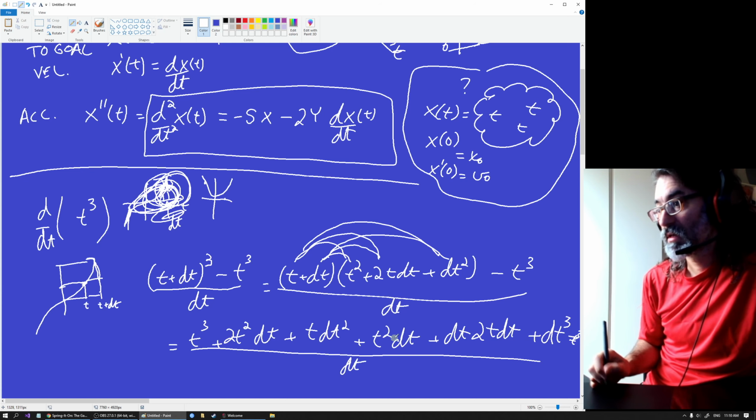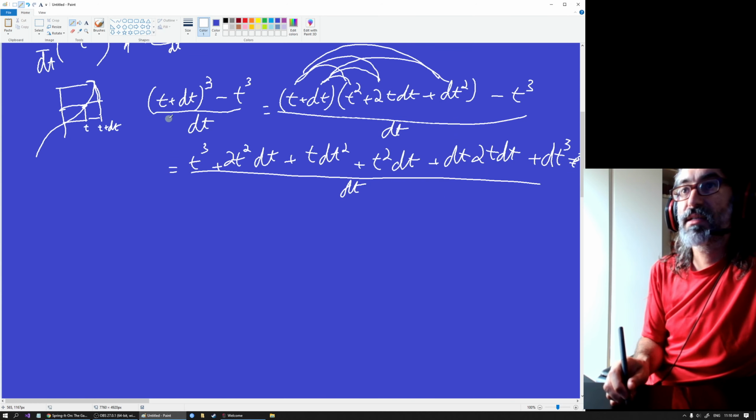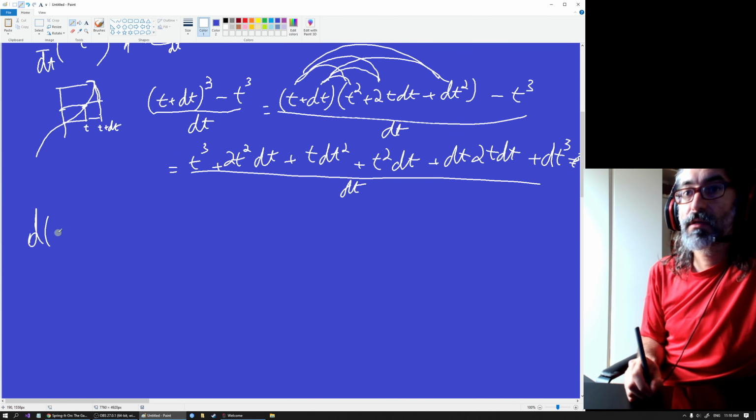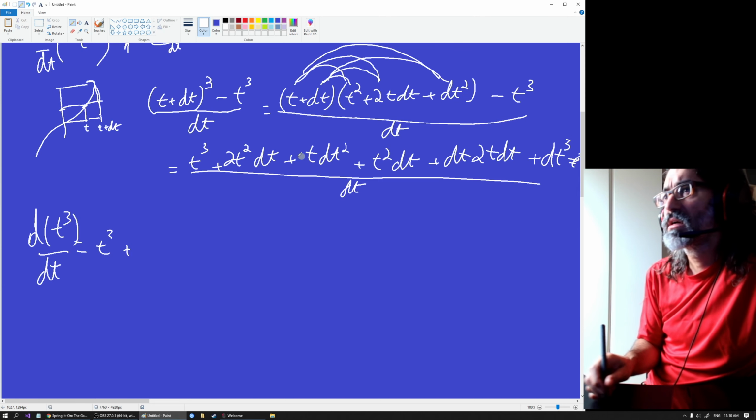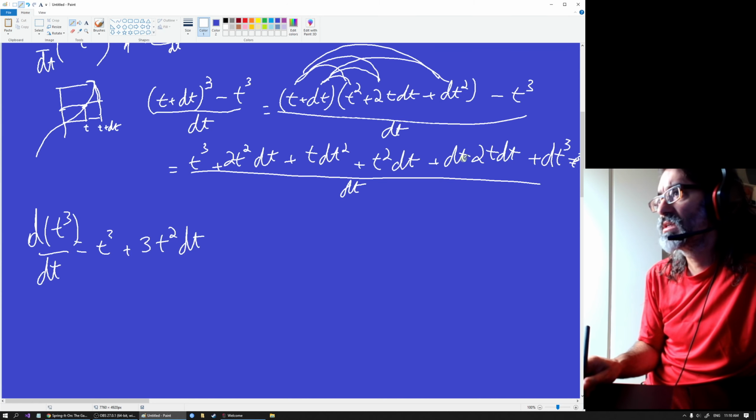Just to start at the beginning, let's gather the terms. What we had is the derivative of t^3 plus the t^2 dt terms. You see there's a t^2 here, there's another one here, so that's 3 total. So 3 t^2 dt, and then there's 2 t dt and another t dt.